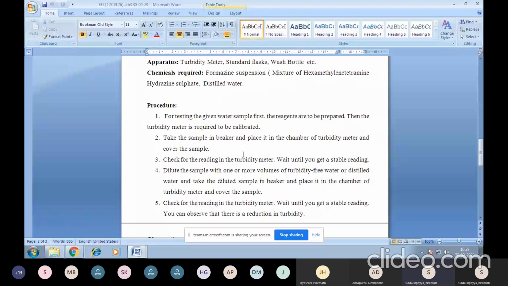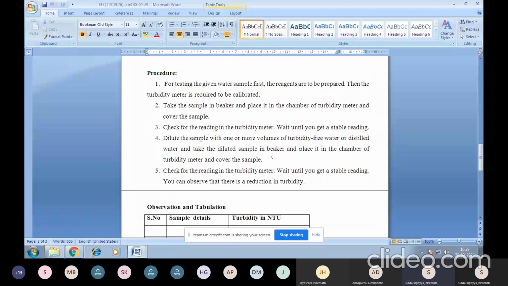Now, dilute the sample with one or more volumes of turbidity-free water or distilled water, take the diluted sample in a beaker, place it in the chamber of the turbidity meter and cover the sample. And check for the reading in the turbidity meter. Wait until you get a stable reading. You can observe that there is a reduction in turbidity. Okay, let me show you the video which shows the conduction of the experiment.